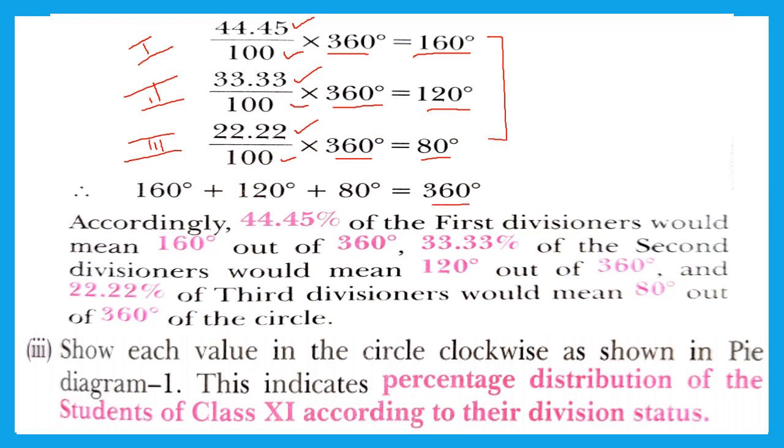So accordingly, 44.45% of first divisioner would mean 160° out of 360°. For second divisioner, 33.33% would mean 120°, and for third divisioners 22.22% would mean 80°. Now you have to show these three divisions with the help of a pie diagram. Show each value of the circle clockwise as shown in the diagram.